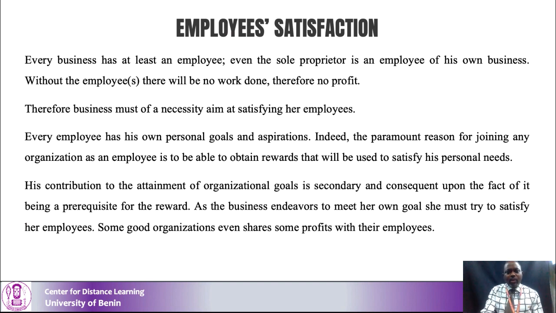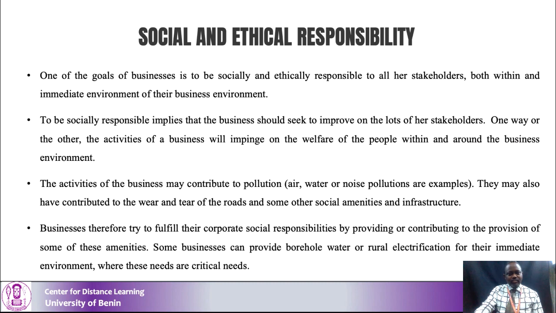Because initially the employee comes to the organization not to work to make the organization grow, but to earn a living. There's no business that has no employee. Even if you are a sole proprietor, you have one employee. Therefore, every business requires people to work in it. And these people who are working in this business must be satisfied. And when these people are satisfied, they can give their all and they can help you meet the goal of the business. And when they now meet the goal of the business, there will be more profit for the owners of the business. And that takes us to owner satisfaction.